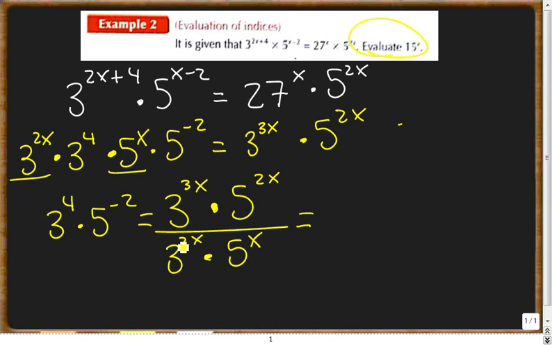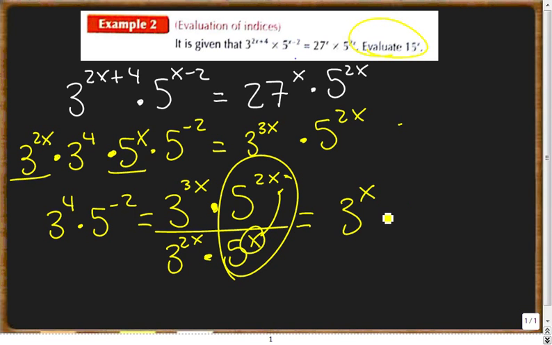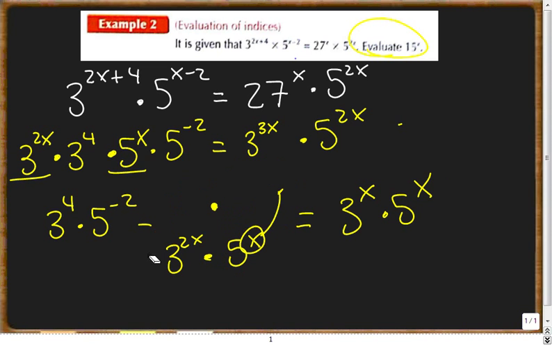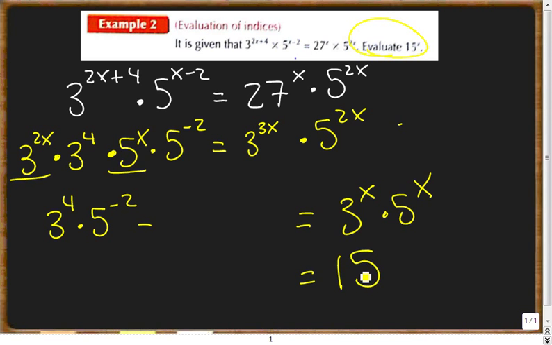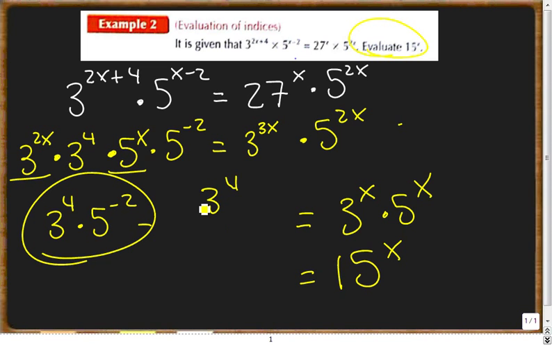3 to the 3x over 3 to the 2x just makes 3 to the x, because we subtract one from the other. And then we do the same thing over here, where we take the x away, and we're left with 5 to the x, which is our beautiful looking 15 to the x.